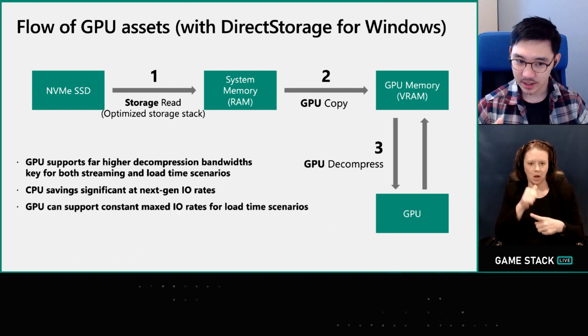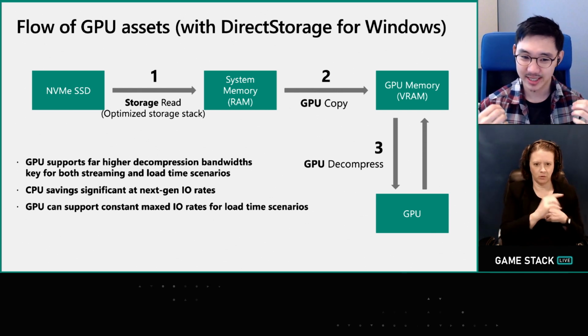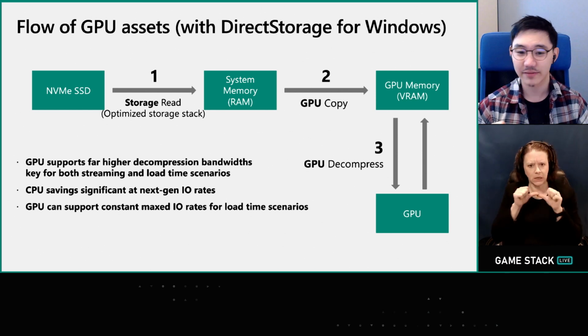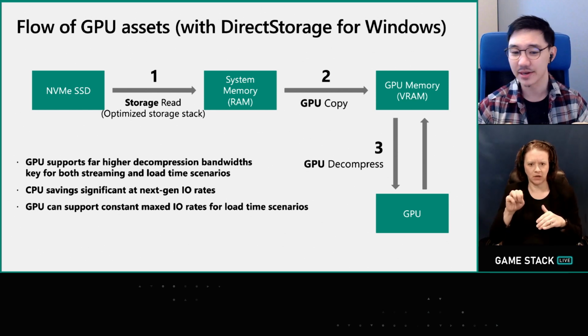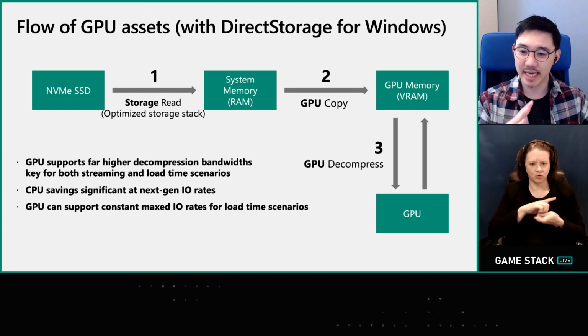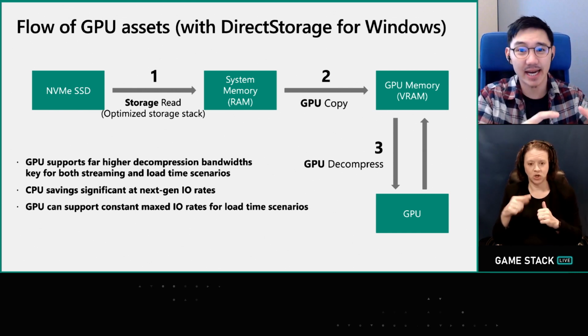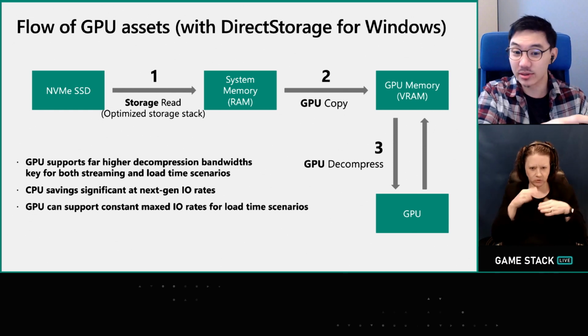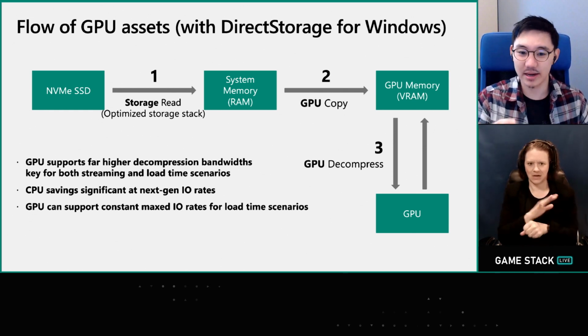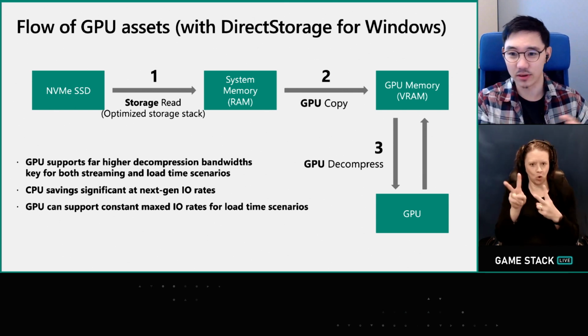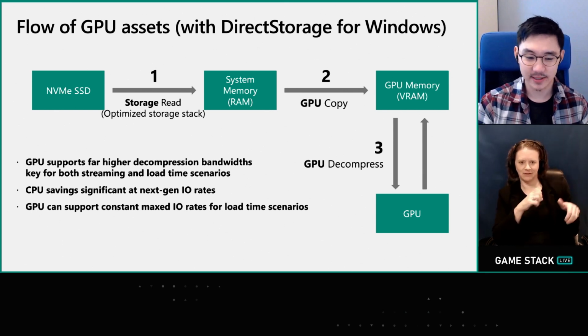The third reason is the GPU can support a very consistent, constant maxed I/O rate. So let's say you have a drive that's capable of, say, 2.5 gigabytes a second. Your GPU is capable of maintaining that and focusing essentially on the decompression task for the entire 2.5 full maxed I/O rate for load time scenarios, completely offloading the CPU for any GPU destined assets.